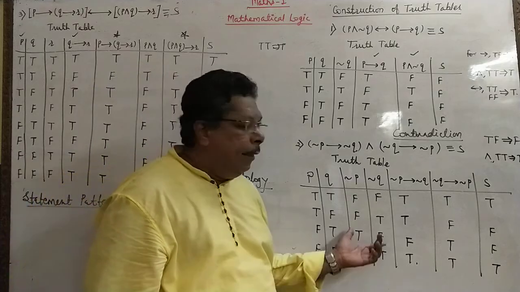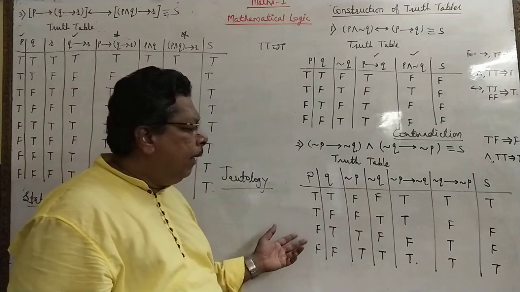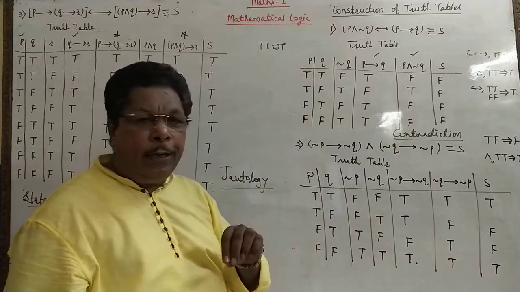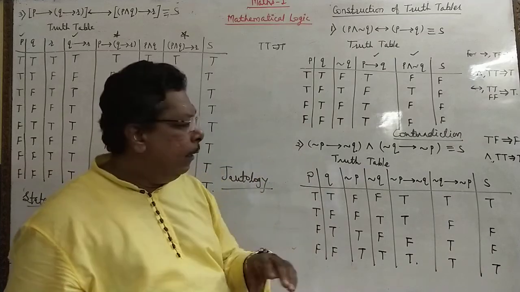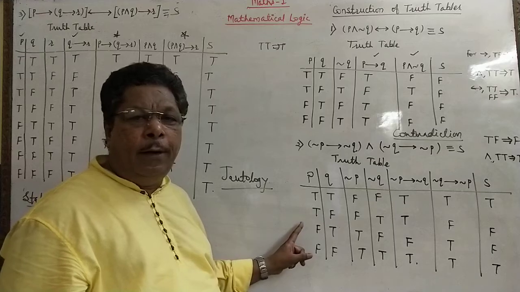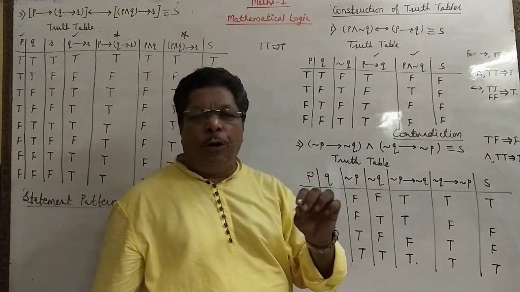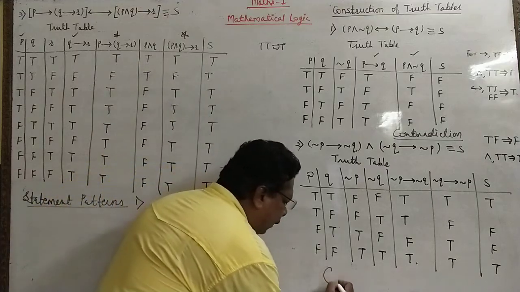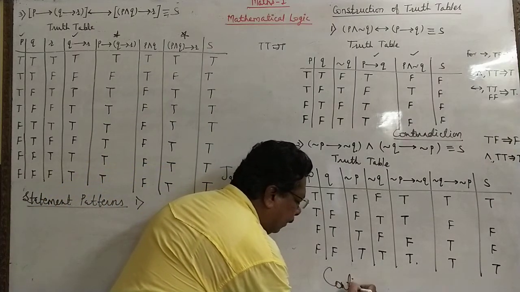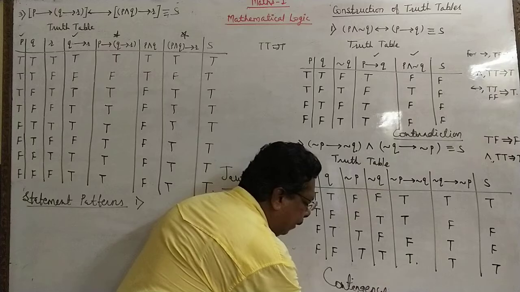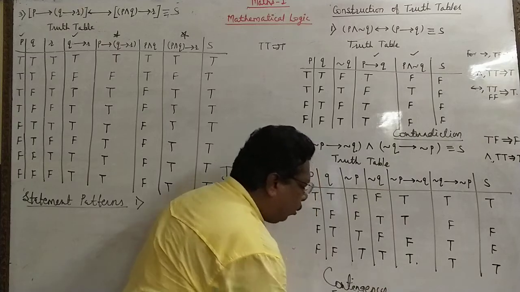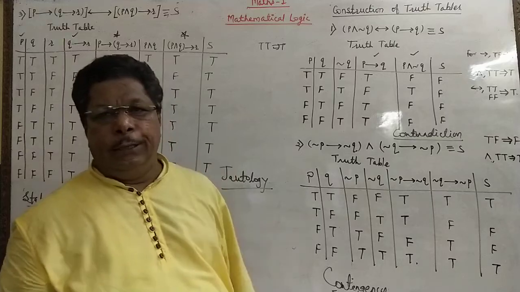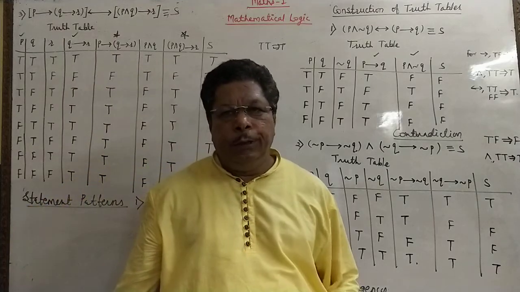Third one: if the entries are mixed, T's and F's, it means some are T's, some are F's in the last column of the truth table, then the statement pattern is neither tautology nor contradiction, and that is called contingency. Okay, we will see in the next lecture.